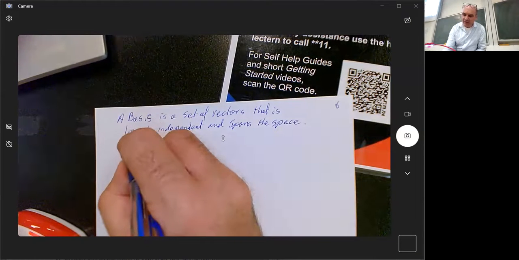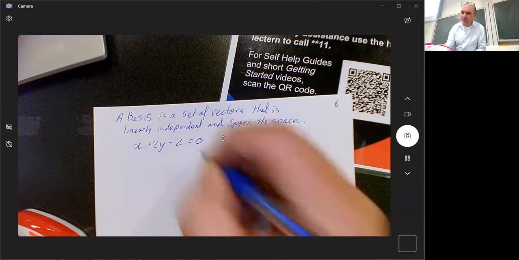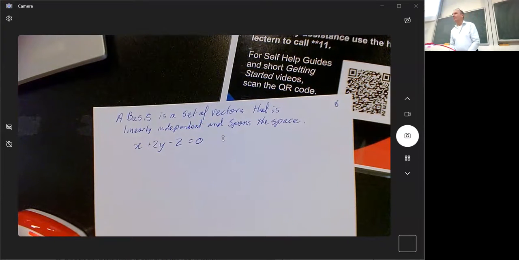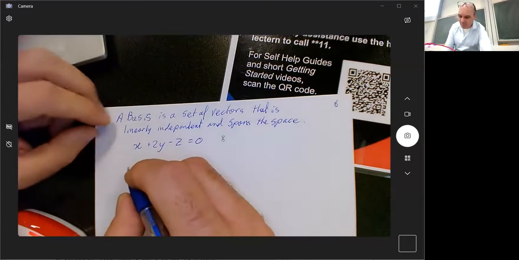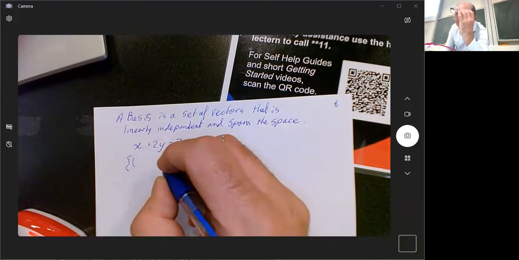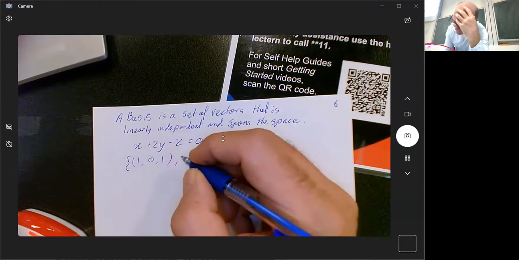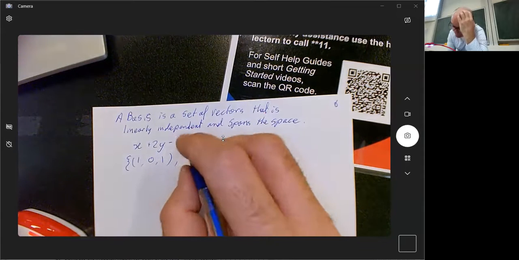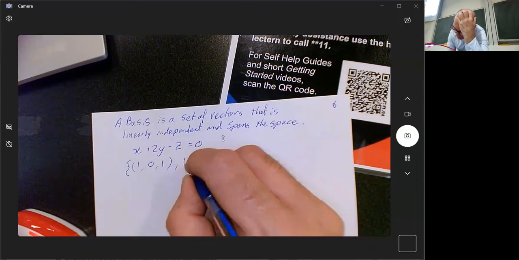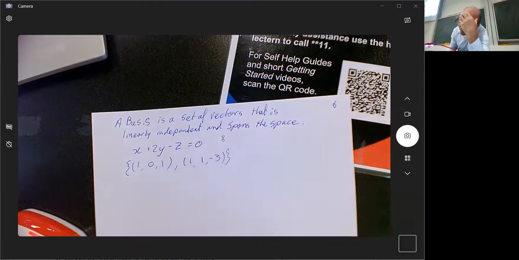And so if I have a plane, which is like x plus 2y minus z, I need it to be equal to 0 for this to be a thing. So just take it on faith that I need it to be 0. So what I'm going to do is propose a couple of basis vectors. So if I go 1, 0, 1, and I don't know, 1, 1, minus 3.